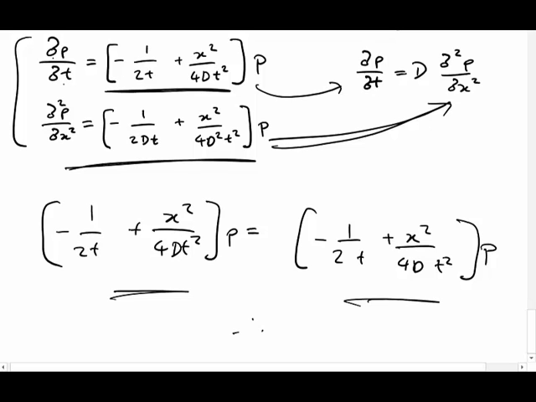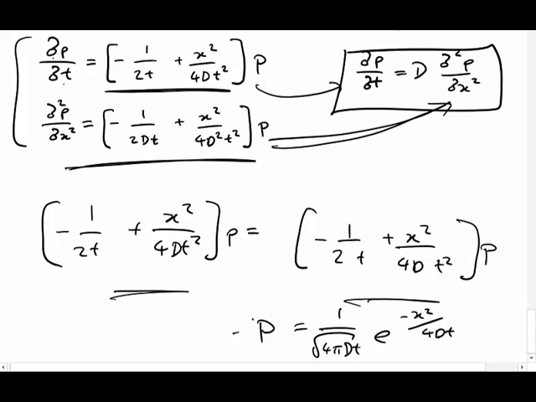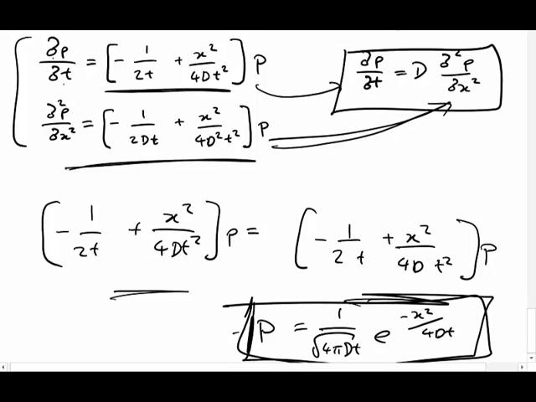So therefore, my solution, my equation, p equals 1 over square root of 4 pi dt, e to the minus x squared over 4 dt, does indeed satisfy this diffusion equation. So therefore this is a solution. So I've shown my first part, which I wanted to show. I've shown that this is in fact a solution to there.